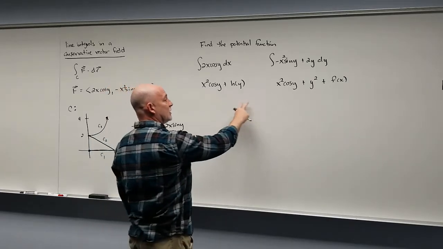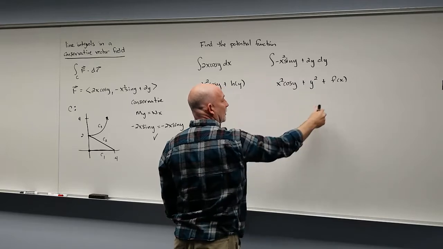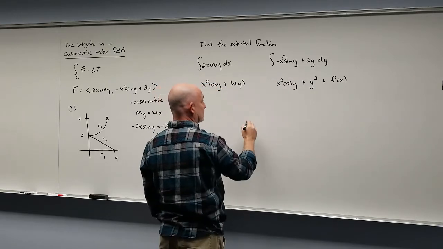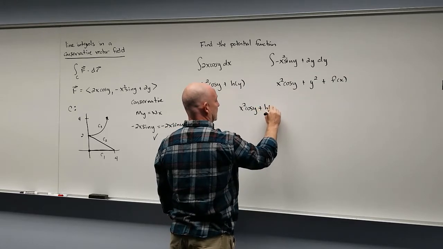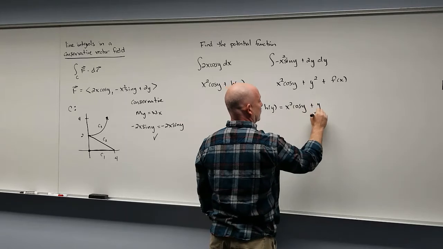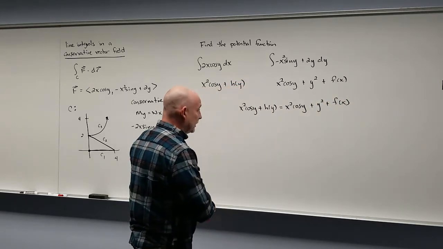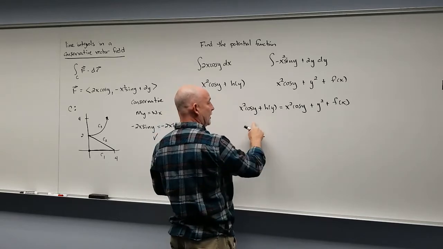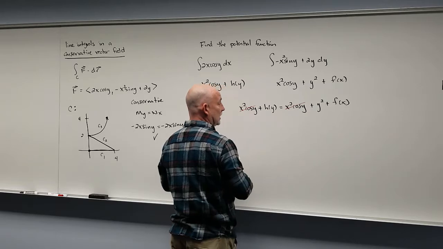Now remember, both of these need to be our answers. So the way to figure out what h of y and f of x are is we set these two equal to each other and see if we can figure out what the missing pieces are. Cosine y plus y squared plus f of x. Now again, at this stage, if you're doing this, and functions that have both x's and y's in them aren't on both sides, you've made a mistake somewhere.